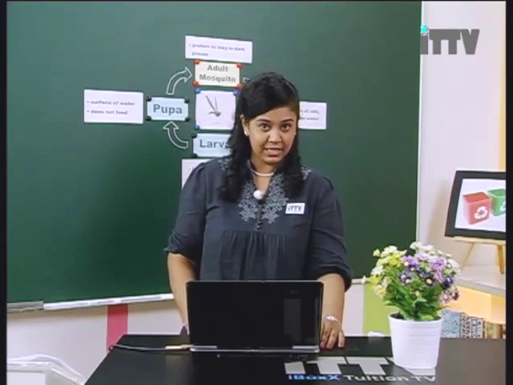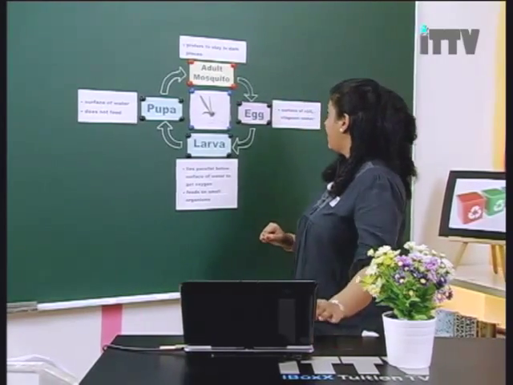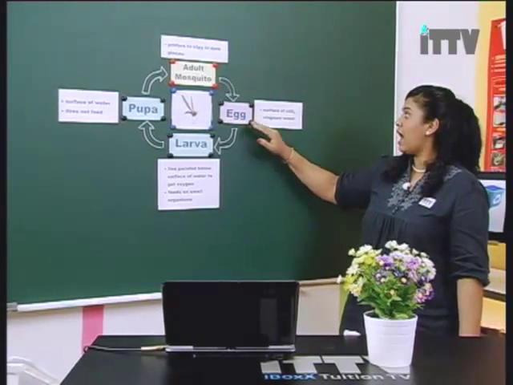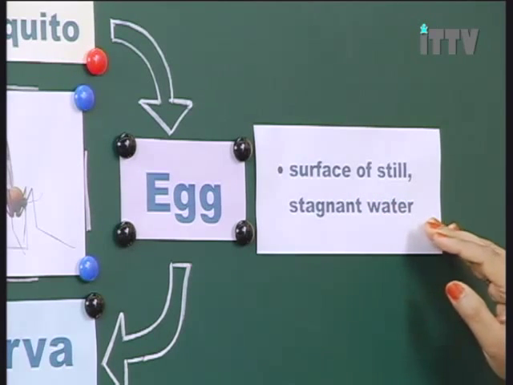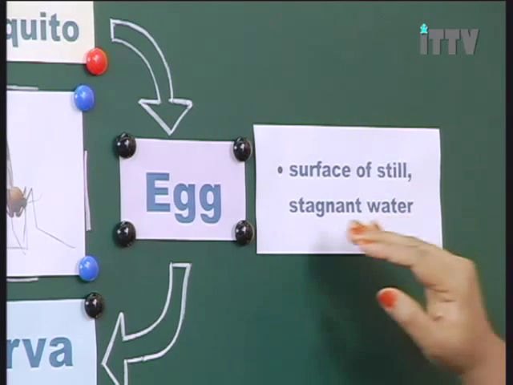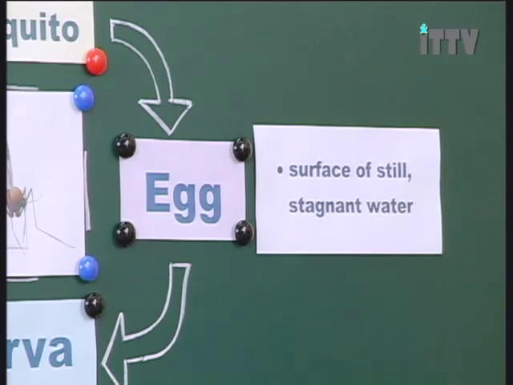So the key point here, let's go to the board, is that eggs are laid on the surface of still and stagnant water. What does that mean? What does stagnant water mean?